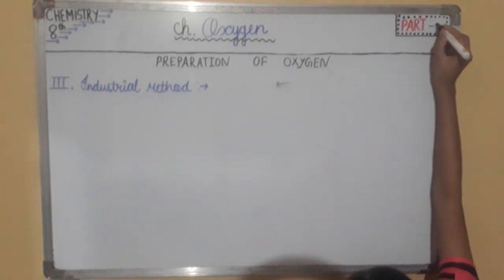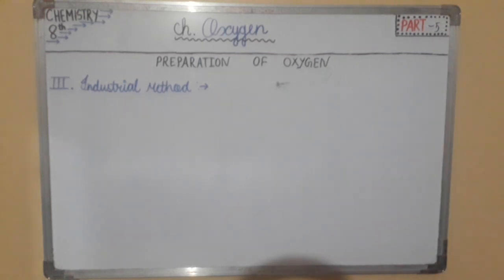Today we will learn class 8 chapter Oxygen, part 5. In this part we will learn preparation of oxygen, method number 3, and the name of the method is the industrial method.